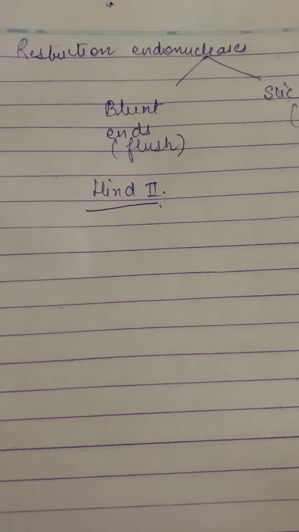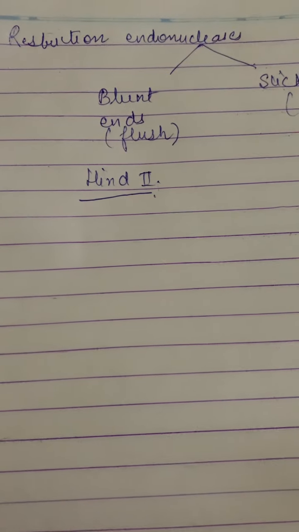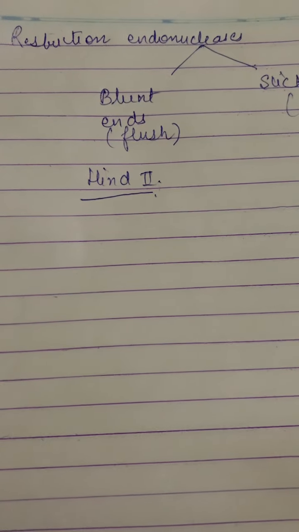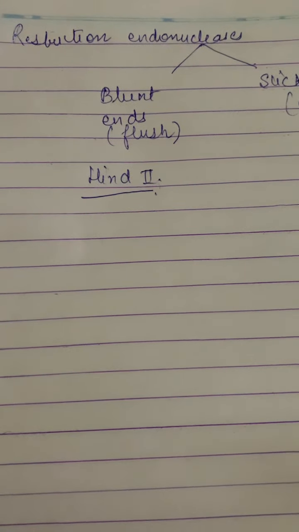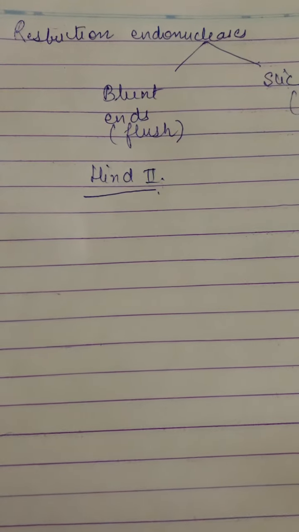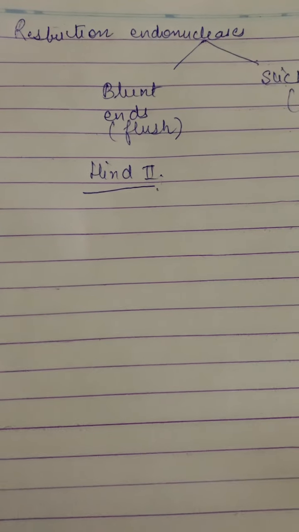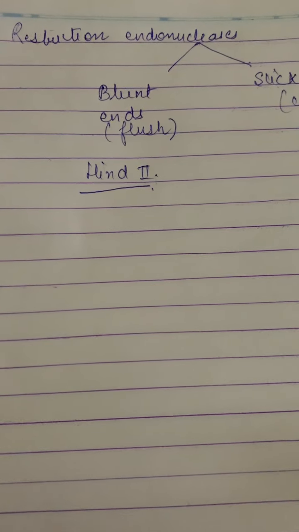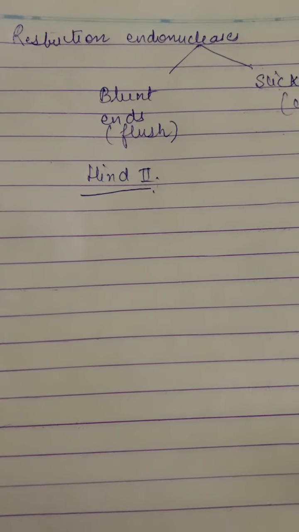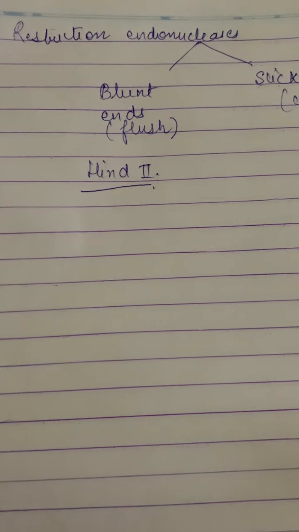So let's discuss the restriction endonucleases, the enzymes mainly used in genetic engineering techniques. These restriction endonucleases are highly specific. In my last video I told you that there are basically 3 types of restriction endonucleases, but type 2 restriction endonucleases are mainly used in these techniques because they are highly specific and they make cuts at palindromic sequences.